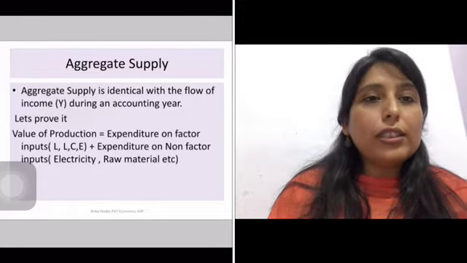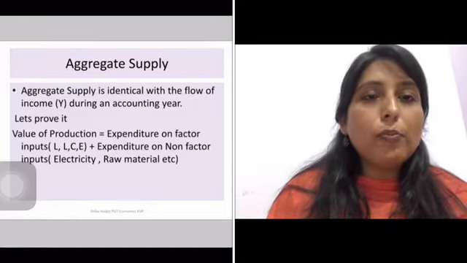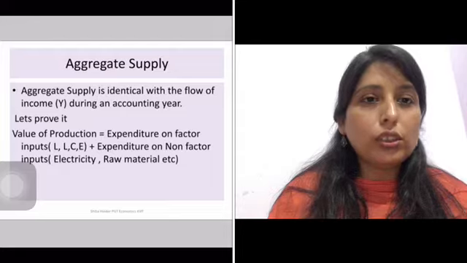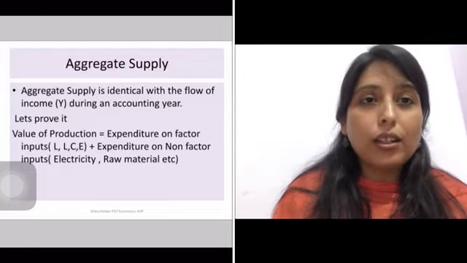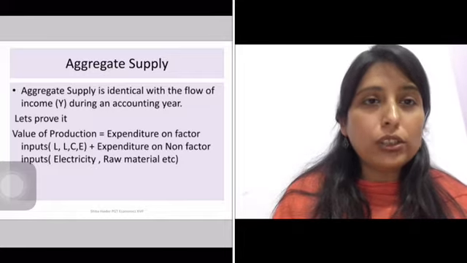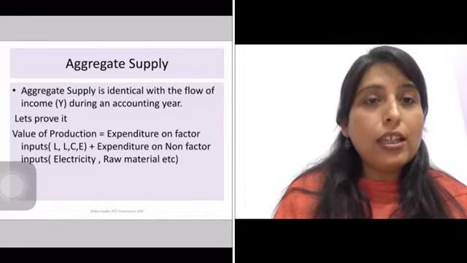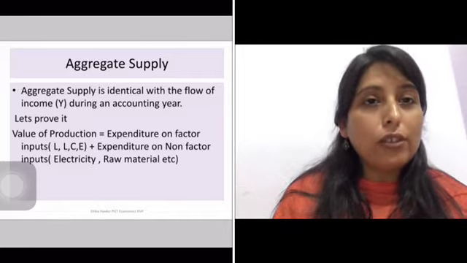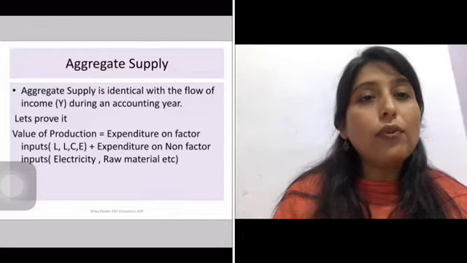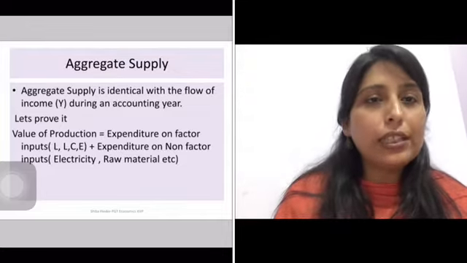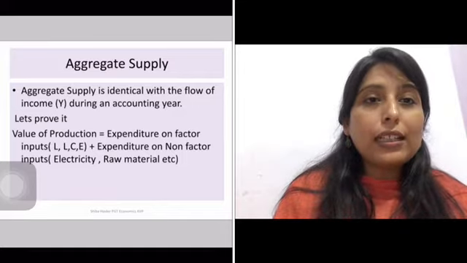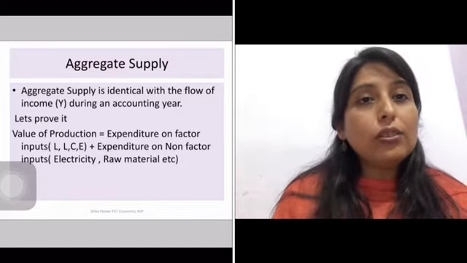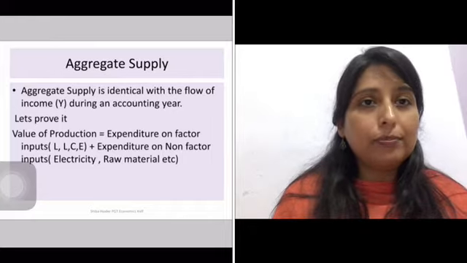Now the important thing is that aggregate supply means from producer's point of view, that is production, that is value addition. Okay, and we have already done that. Whatever production is taking place in an economy, the sum total of value addition will be equivalent to the value of factor income generated in the economy. So now what we are going to prove, that aggregate supply is equivalent to the Y, that is income.